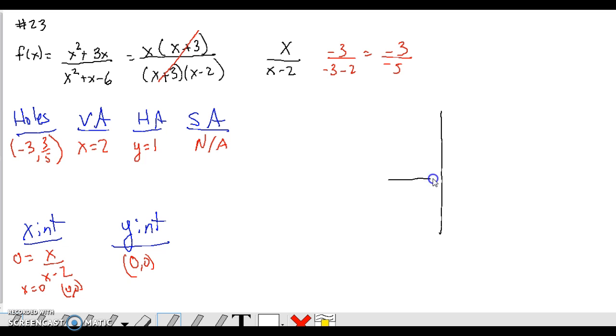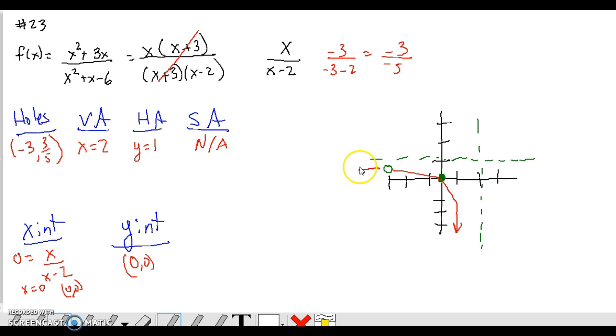So let's see kind of what this graph looks like a little bit. So here we go. Vertical asymptote at +2 and horizontal asymptote at 1. So here's -3 and 3/5. It's probably somewhere right about there. We have our x-intercept and y-intercept at that point. So we skip our hole, go through, and our graph kind of looks something like this.